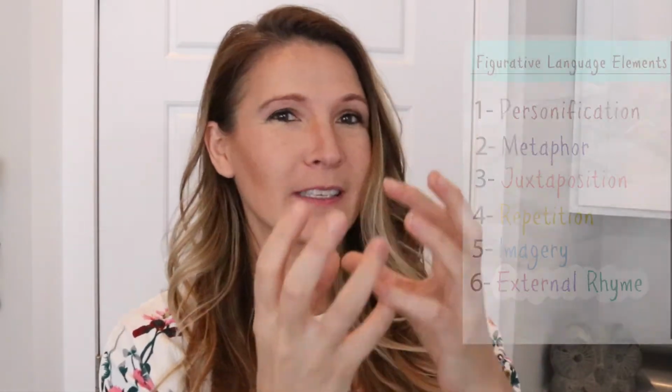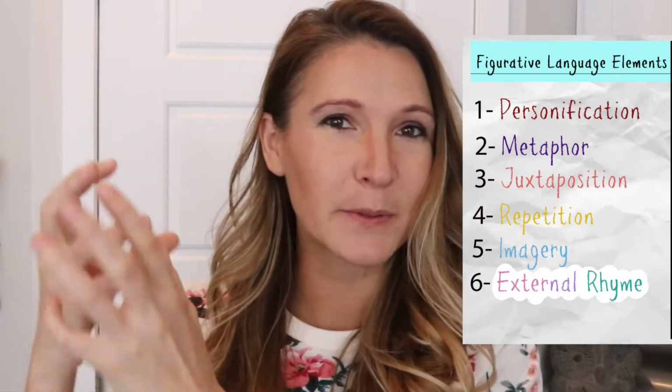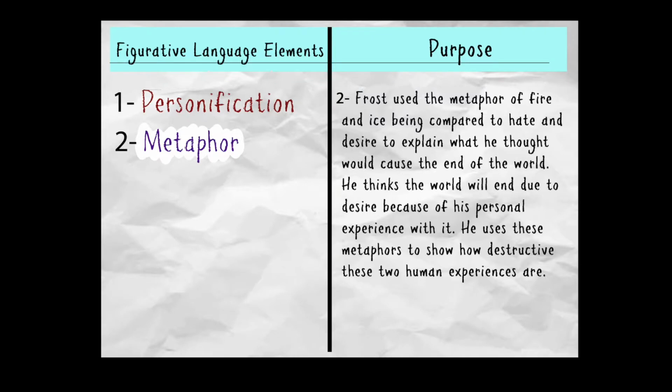So why did he use the metaphor of fire is actually desire and ice is actually hate? Well, let's put that on the T-chart. He's trying to teach us what he thinks is going to cause the end of the world or the end of humanity. And the two things that he's found are the most destructive in this world are passion and desire, and on the other side, hate and anger. So he uses the metaphor of fire and ice to be compared to hate and desire.